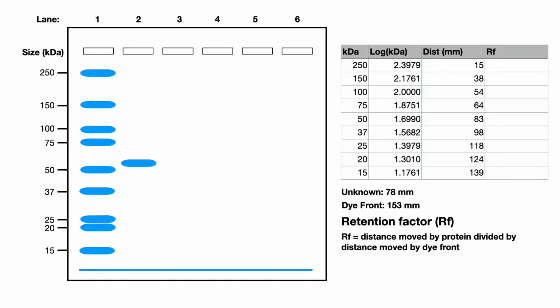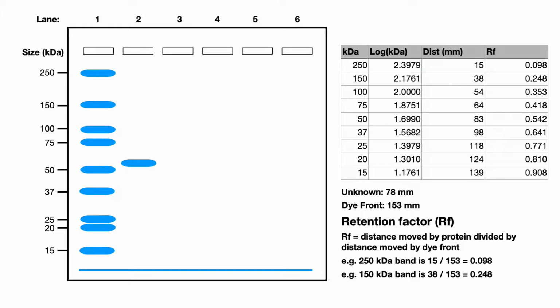So to work out the RF value, we take 15 divided by 153, and that gives us 0.098, which we put in the table. We repeat this process for all the other bands. For example, the 150 kilodalton band has moved 38 millimeters, so 38 divided by 153 gives us a value of 0.248. And we just repeat that process for the other bands.